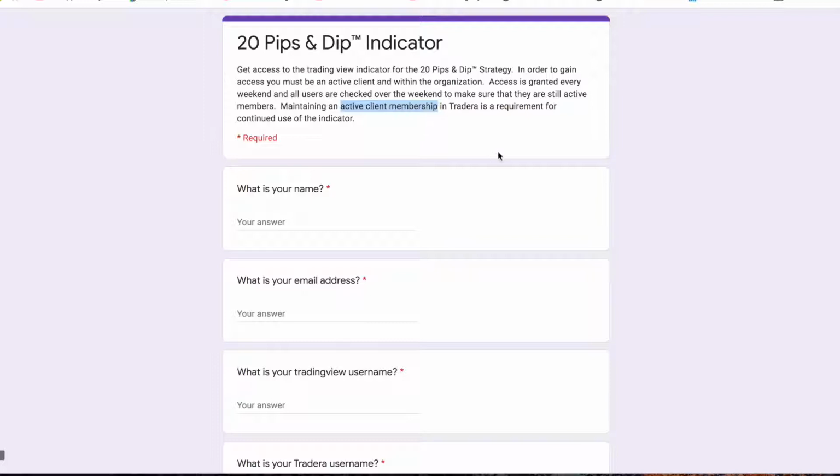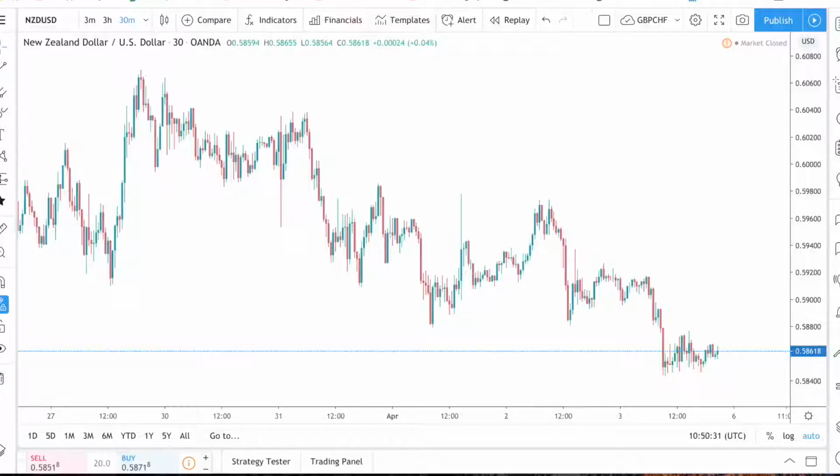So once that's all filled out, you'll literally put in that information and should be approved with your pip and dip indicator that's accessible through TradingView. So the next thing you need to do is literally go into TradingView, and now this right here is going to be where you can access the pip and dip indicator.